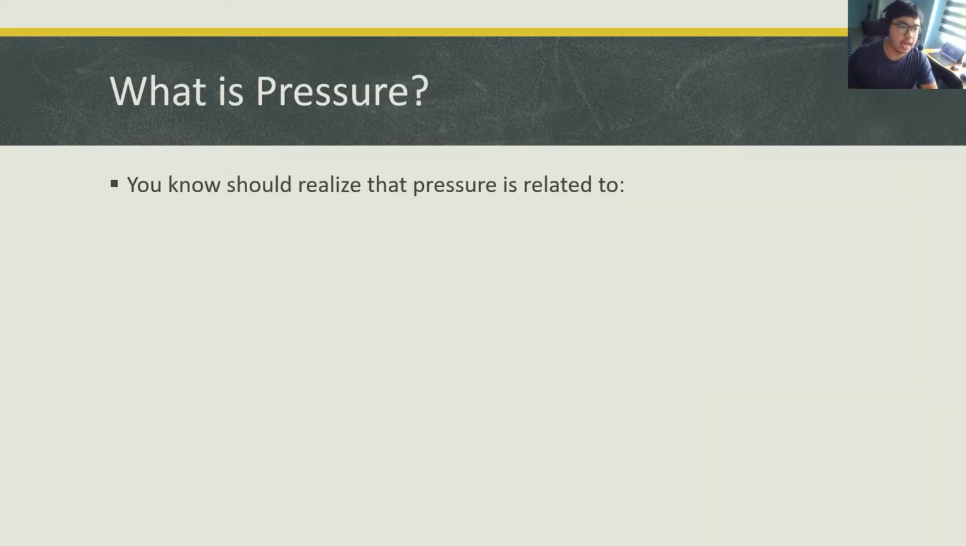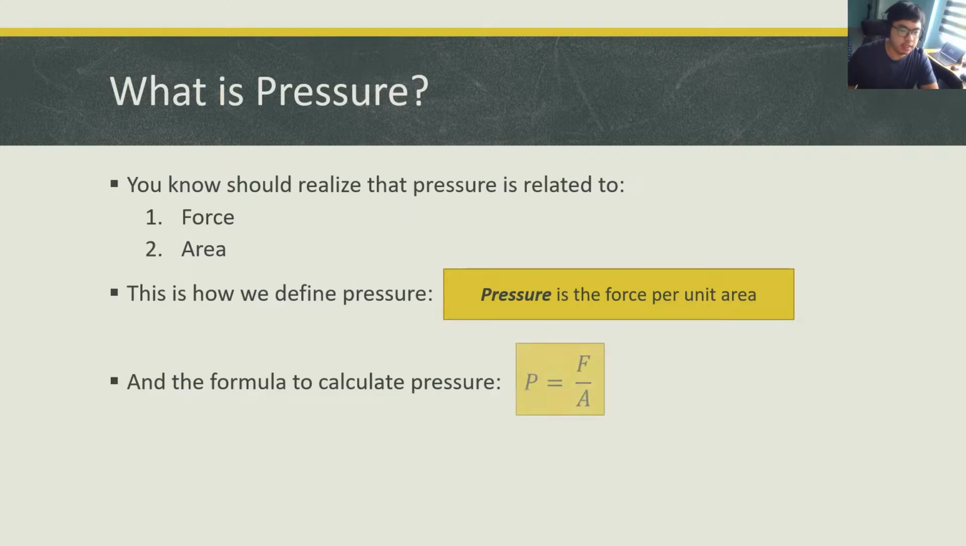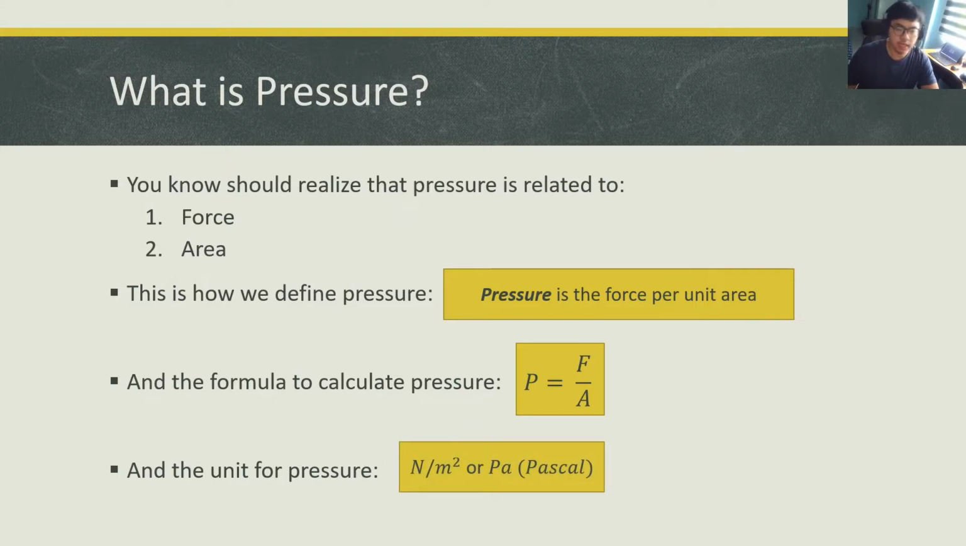Now, you should realize that pressure is related to these two things, force and area. And therefore, we can define pressure using these two factors. Pressure is the force per unit area. So in other words, how much force is given to a certain amount of area. Now, from this definition, we can calculate pressure is equal to force per area. So force over area. And pressure, of course, has a unit, and this unit is newtons per meter square, or Pa, which stands for Pascal.